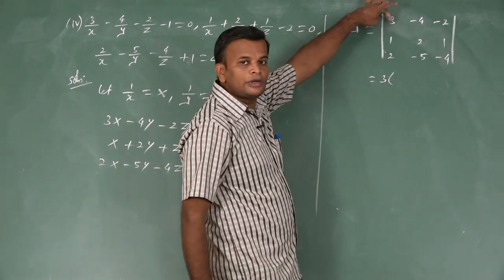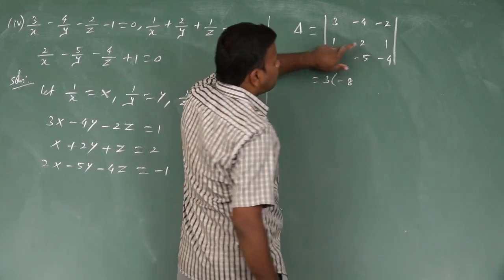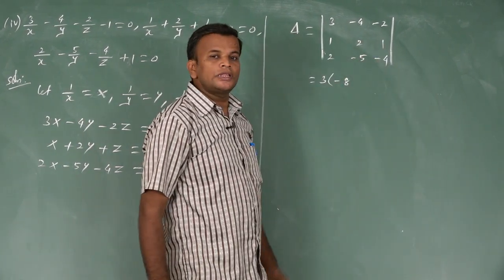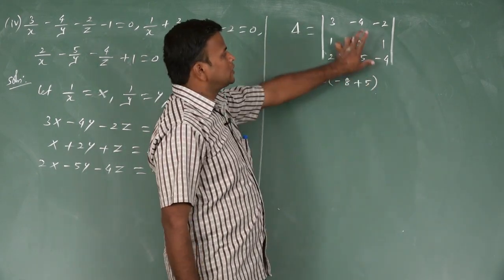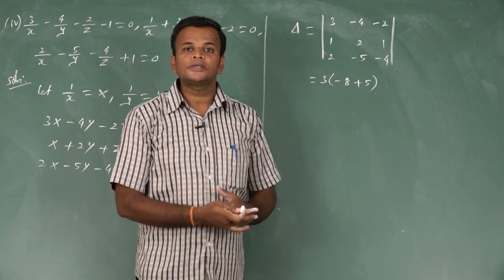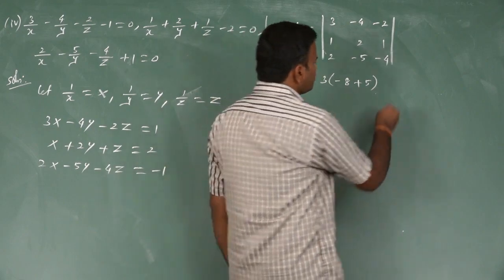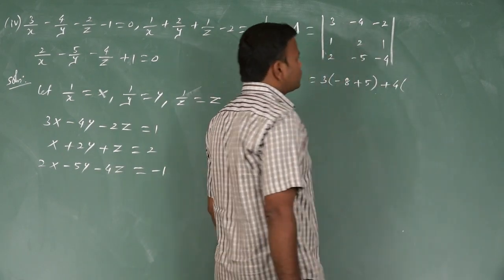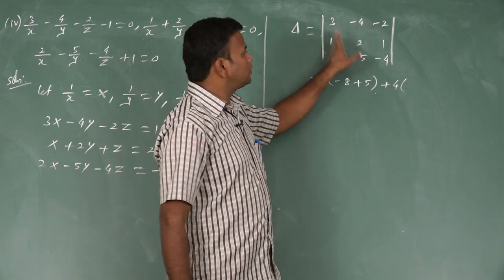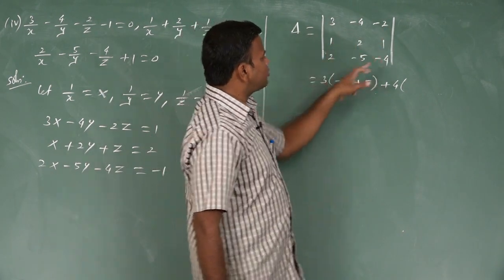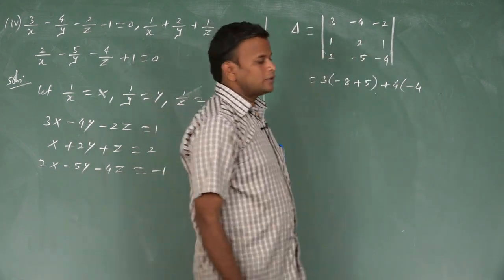Now we find the determinant value. 3 of 2 into minus 4, minus 8. We multiply these two elements with a minus sign, so plus 5. Next, the sign of the number minus 4 is a minus. Already there is one minus, so minus in minus is a plus 4. Plus 4 of, we leave the first row and second column. 1 into minus 4 is a minus 4. We multiply these two elements with a minus sign, minus 2.